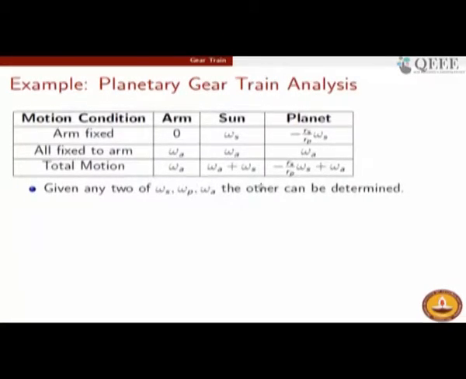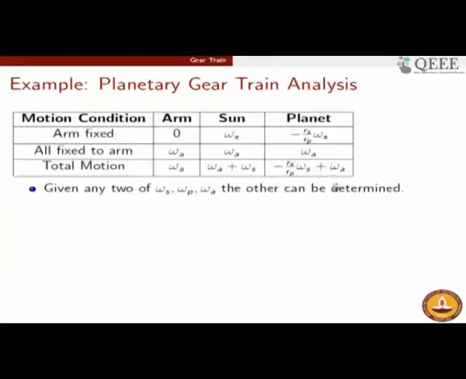So what we have are therefore three variables: omega a, omega s, and omega p. So what we need for the solution is that if any two of them are known, then we can determine the third. There are three components, remember: the arm, the sun, and the planet. But the total motion of each of these three components is determined by only two variables, omega a and omega s. So if we know the arm speed and the sun speed, then we can determine the planet speed. So in other words, we require two inputs to determine the output coming out from the planet gear.